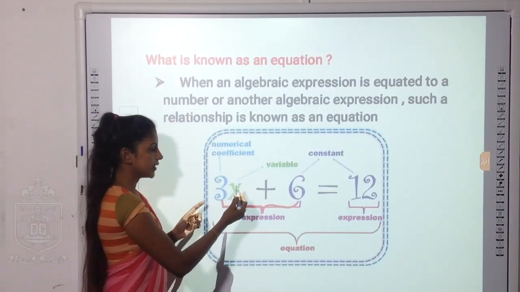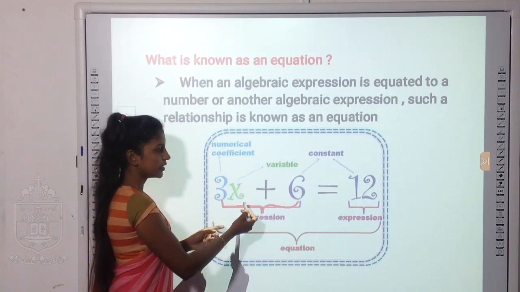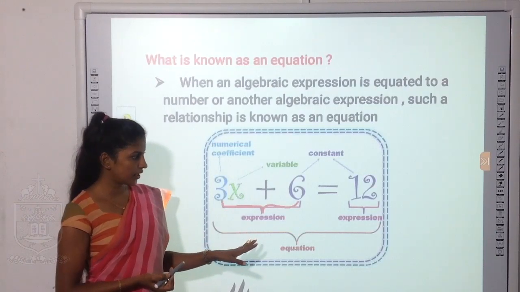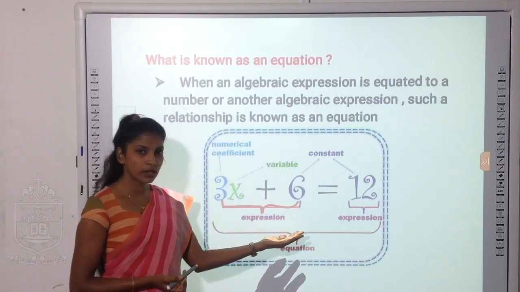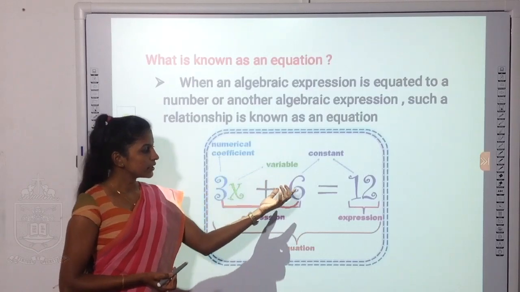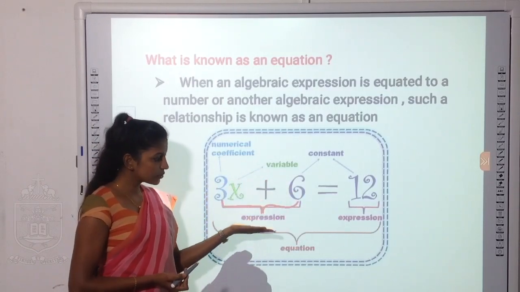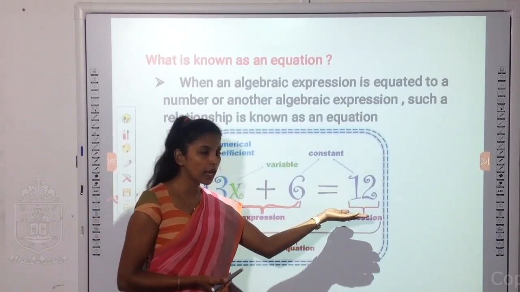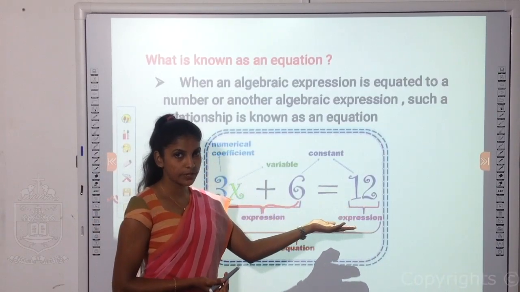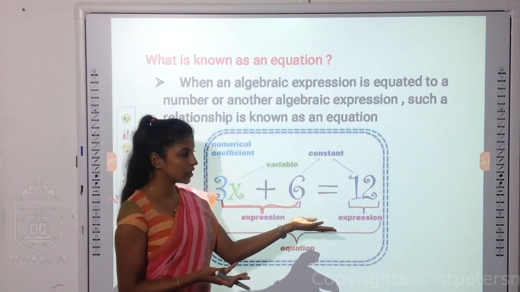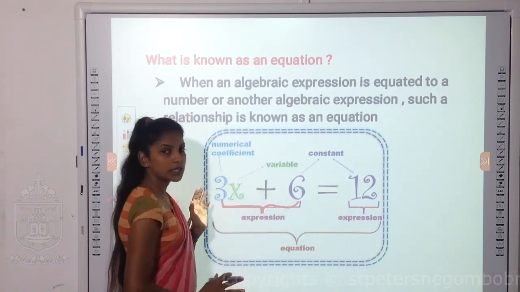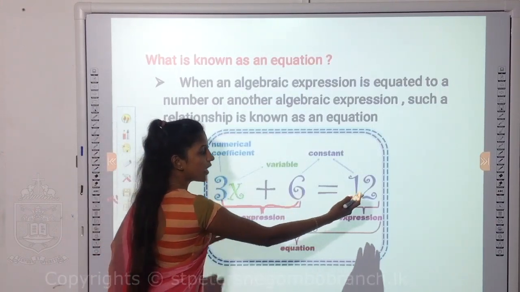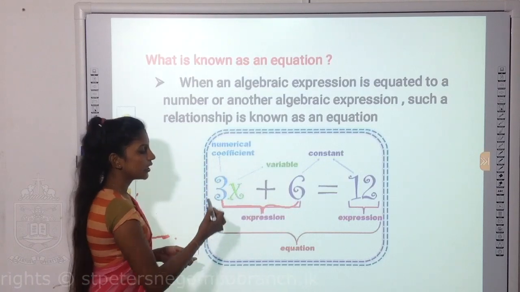And then you all can see this term is added to another number, that is a constant. It does not change, it's a number, so we call it a constant. So this term is linked with another number by addition, so it forms an expression, and then that expression is equal to another number. Sometimes it might be a number, sometimes it might be another expression. So such a relationship is what we call an equation. So altogether you all can see this expression and this number will form the equation.